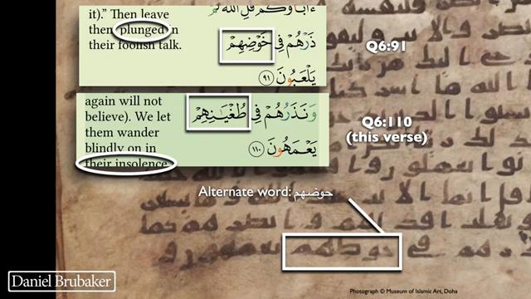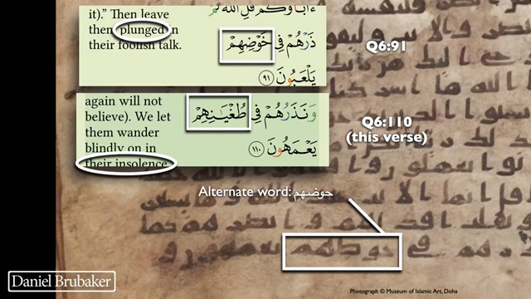afterwards. Okay, and here we are right at the very end with the moment that I promised you, which is an alternate word. It's not the first alternate word that we've seen on the page, but I think it's one of the more interesting ones. This is verse 6:110. This part of the verse reads, Fi tughyanihim yatmahun. We let them wander blindly on in their insolence.